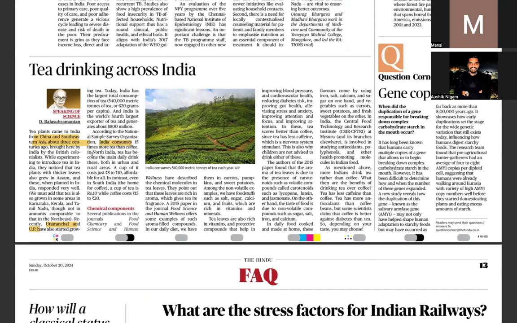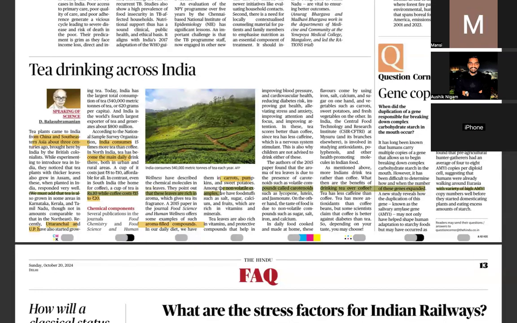North India tea has become the main daily drink, both in urban and rural areas. So chemical components, we see that these are rich in aroma. It gives tea its fragrance. So apart from this, aroma-filled compounds are more rich. And in our daily diet, we have them in carrots. These are also found in other food items that are available: carrots, pumpkins, sweet potatoes. So non-volatile examples amongst this are salt, sugar, calcium, fruit.